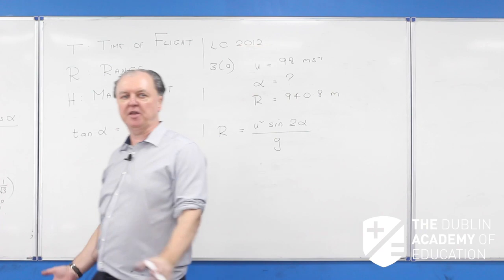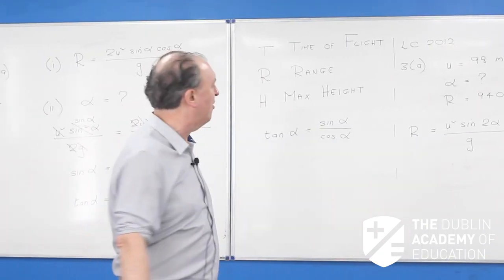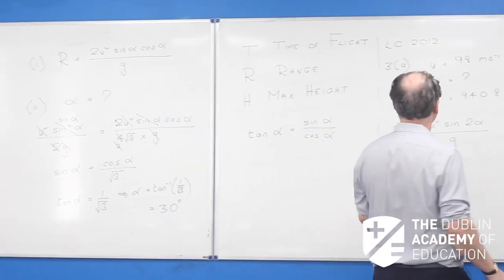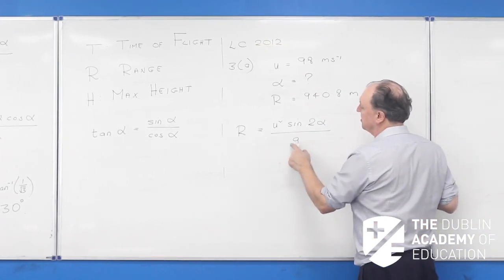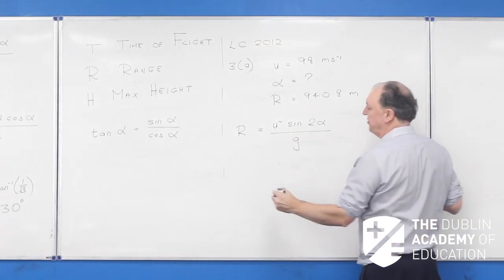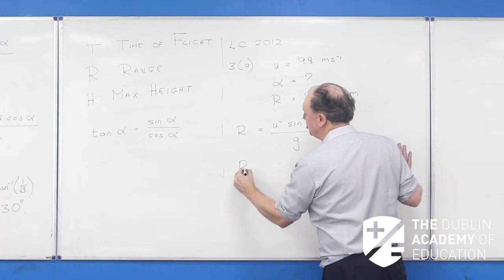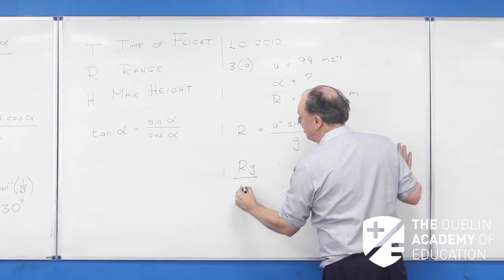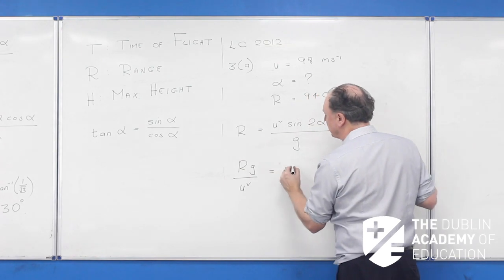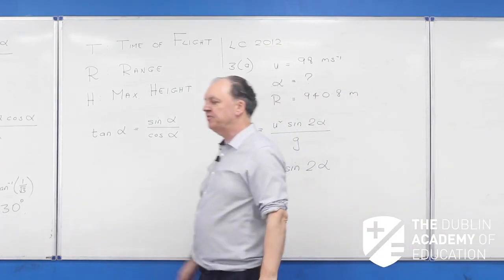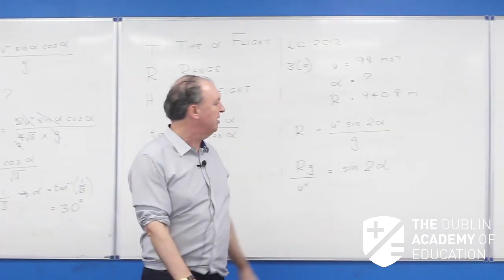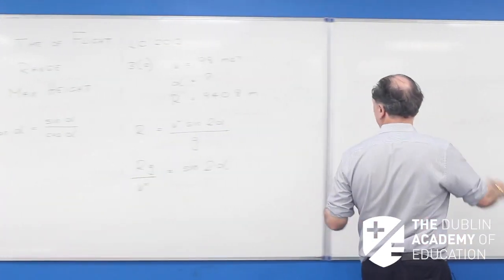I'm going to fill the numbers in. I want to solve that for alpha. You could slide the g up and the u squared down. So I get Rg divided by u squared, that's equal to sine 2 alpha. Put the values in for R, g, and u squared.